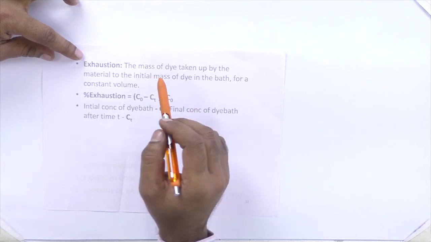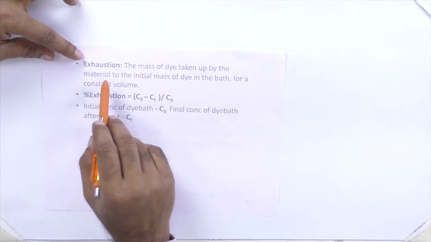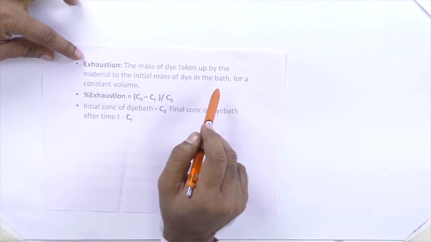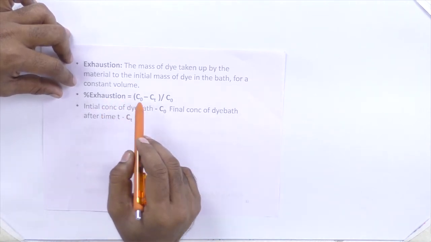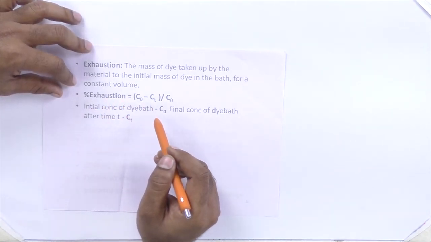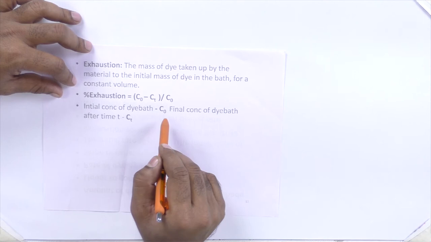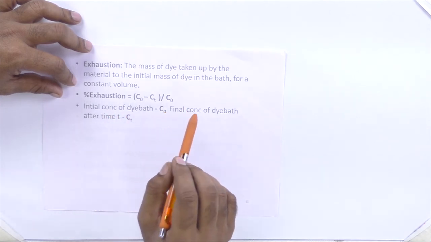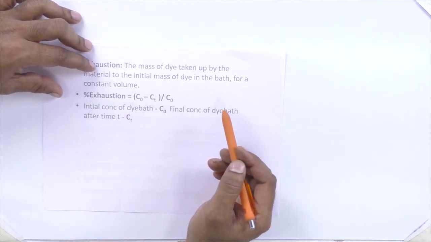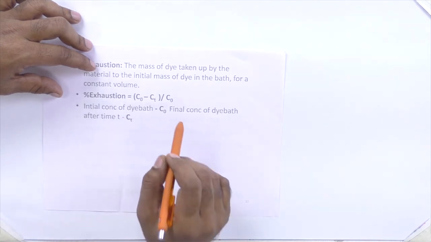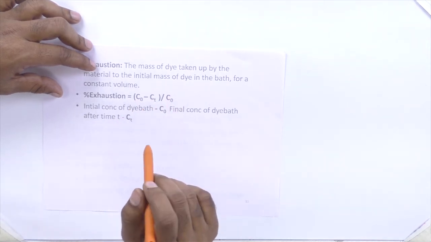So the mass of dye taken by the material to the initial mass of the dye in the dye bath, so it is denoted (C0 - Ct) / C0. C0 is the initial concentration of the dye bath and Ct is the final concentration of the dye bath after a time t. So if you calculate, you will get the exhaustion percentage.